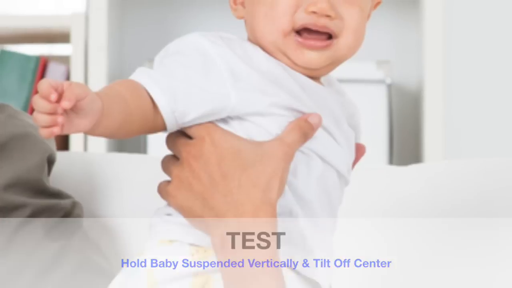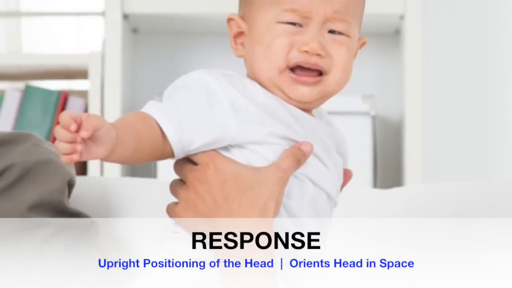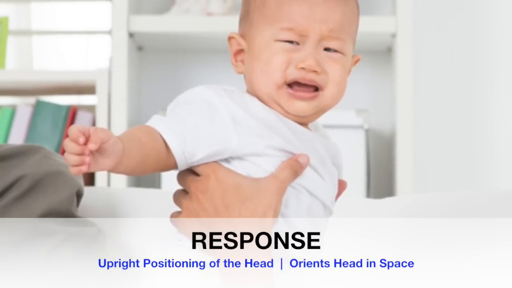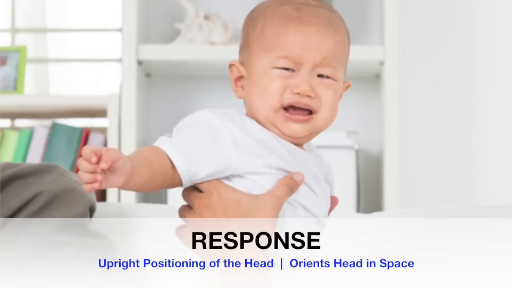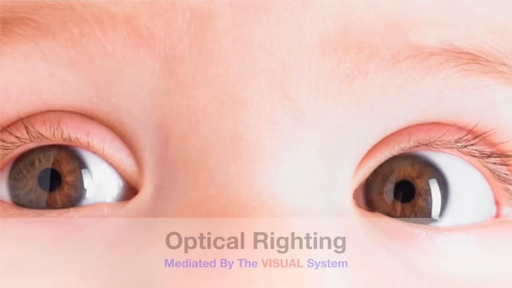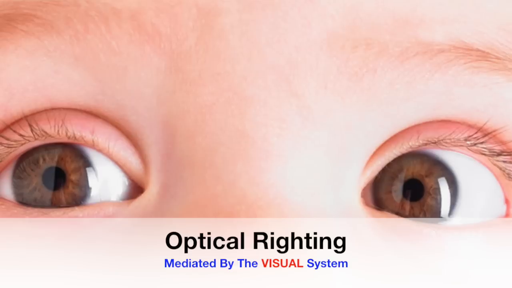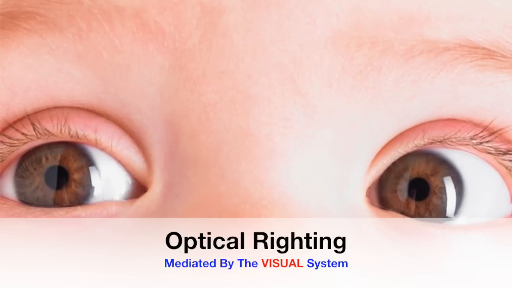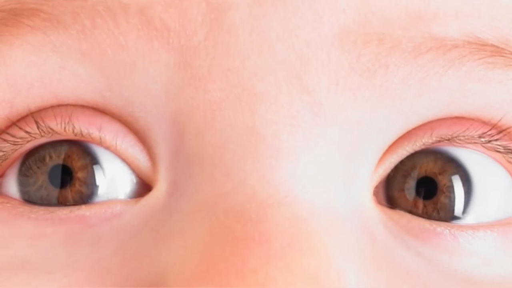And the response you'll see is upright positioning of the baby's head, which means that it is able to orient the head in space. And the reason why this one is called optical head righting is because the baby is using his vision or her vision, responding to visual cues in the environment to maintain that head in the upright position, hence optical head righting.